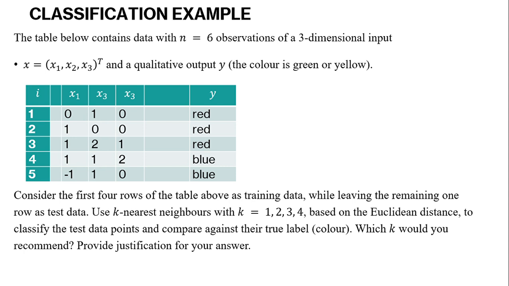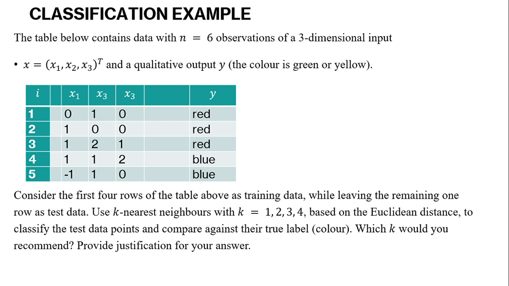Now let's look at a numerical example. Now let's look at this table. The table below contains data, n equals 5, not 6, observations of a three-dimensional input. We have x as x1, x2, x3, then we transpose that, and a qualitative output y, the color red or yellow, actually, not green. Now, consider the first four rows of the table as training data, while leaving the remaining one row, the fifth row, as test data.